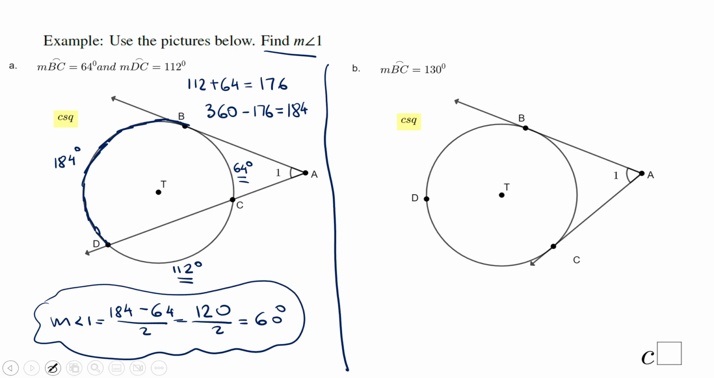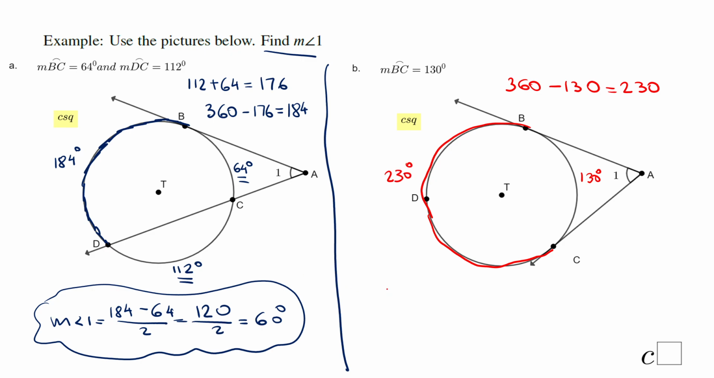Let's take a look at part B, where we have to find the measure of angle 1 still. And we know this arc BC here is 130 degrees. This is one of the intercepted arcs. We need to find the second one, the major arc BDC. And that one will be 360 degrees, the whole circle, minus 130. That will be 230 degrees.